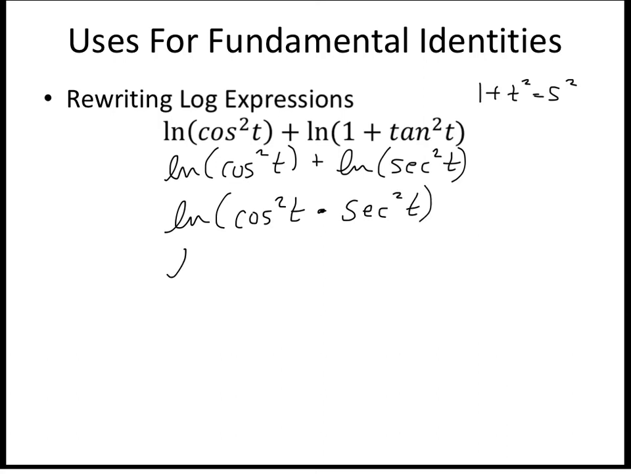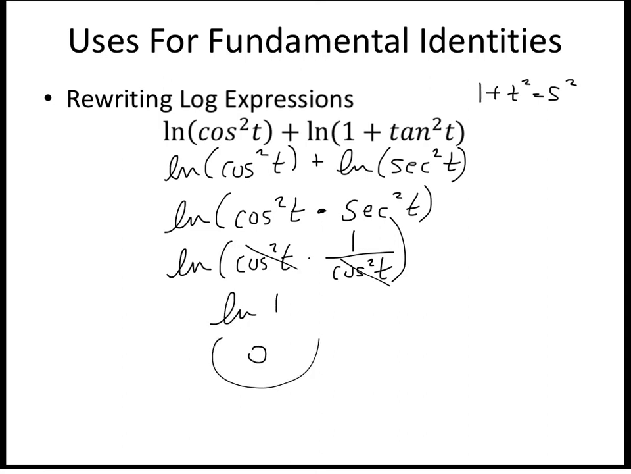Well, I know this is really natural log of cosine squared t times 1 over cosine squared t. And these two cancel each other out, so I'm left with the natural log of 1, which simplifies down to 0. And oh boy, it's a beautiful thing. All that work for just a 0, it's an amazing thing.